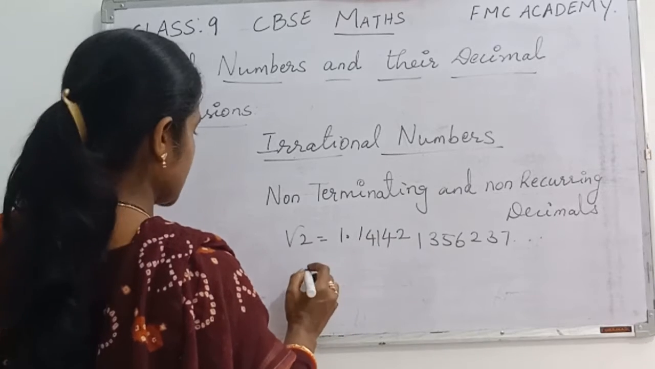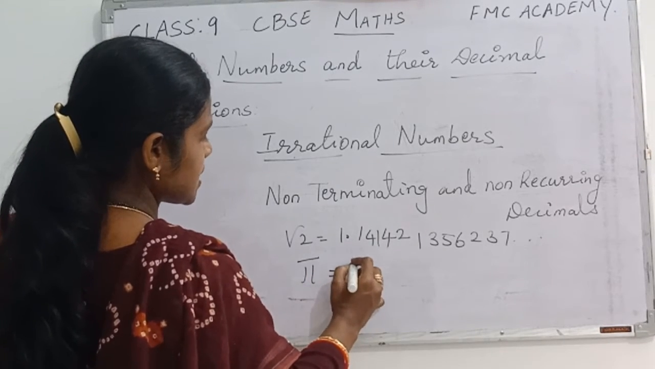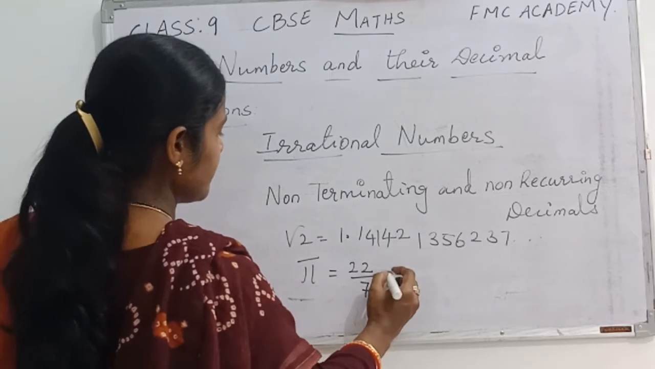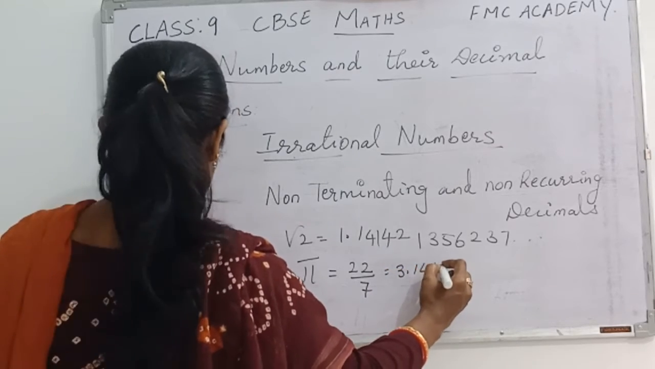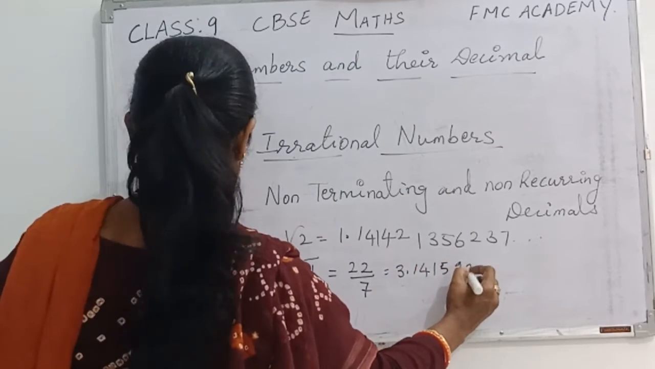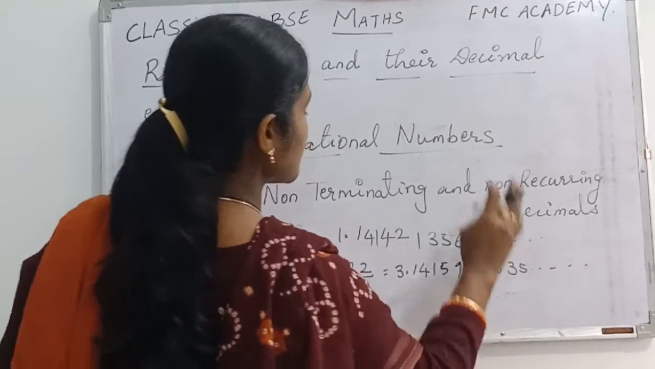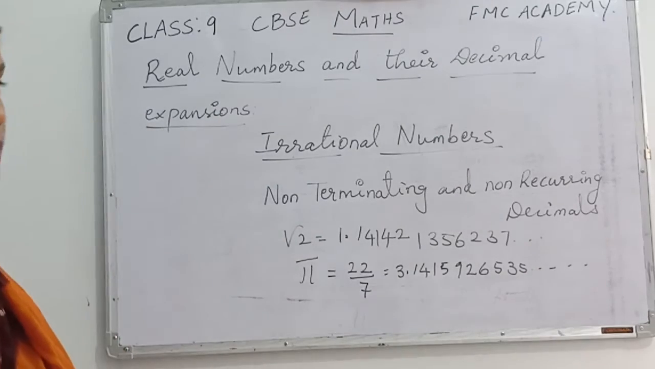You can give some other example which is known by everybody, that is pi. Pi is actually the short form of 22 by 7. When we divide this, we will get 3.14159265 and so on to infinity. This way the numbers go on. So these types of numbers are called irrational numbers.